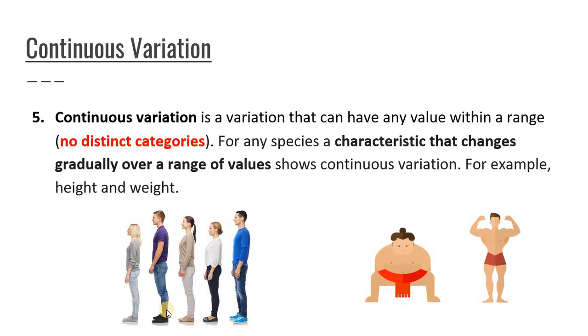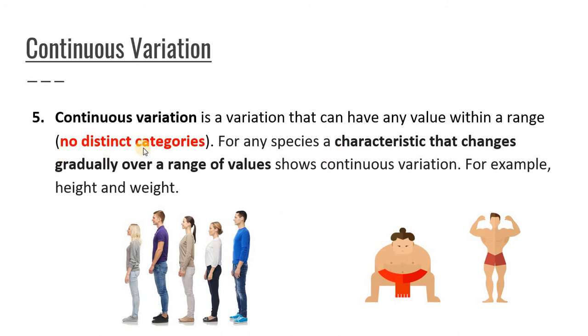Between 175 cm and 176 cm, there could be endless possible values. For example, let's say this guy is Chris and this guy is Daniel. Their heights could be in between 175 and 176 cm. Chris's height is probably 175.2, whereas Daniel could be 175.5 cm.